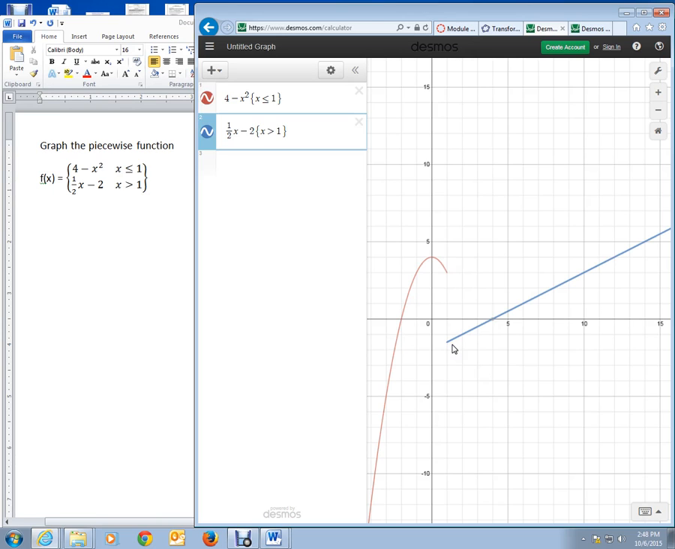Well, that concludes this video on how to graph at least this 2-piece piecewise function. If you had a 3-piece function, you could add that 3rd piece down below. And so stay tuned for another video that will show how to graph transformations with Desmos.